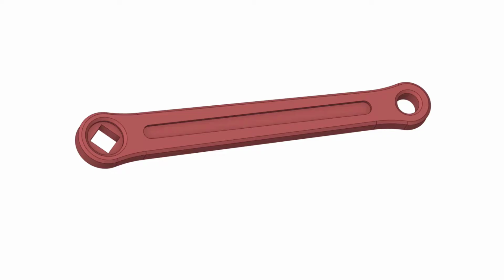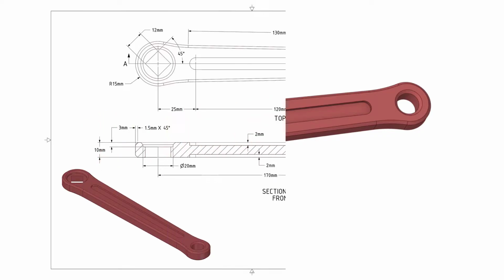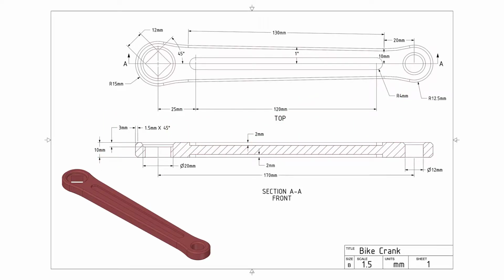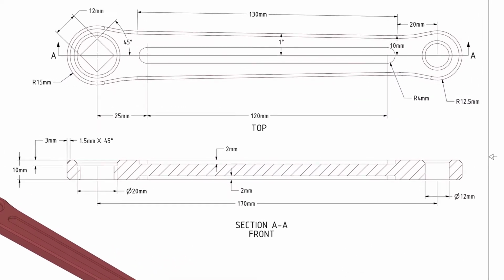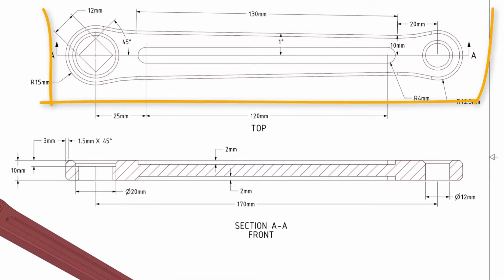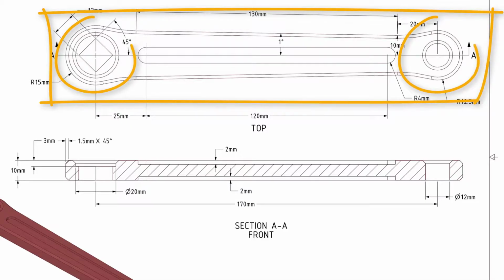Let's analyze the shape first and plan how to build the model. First, we'll take a look at the technical drawing. Looking at the views, we can consider the bike crank as a rectangular shaped rod with both ends having a circular shape. So, we can first sketch the base using dimensions from the top view, and then pull it to create the base model of the crank.